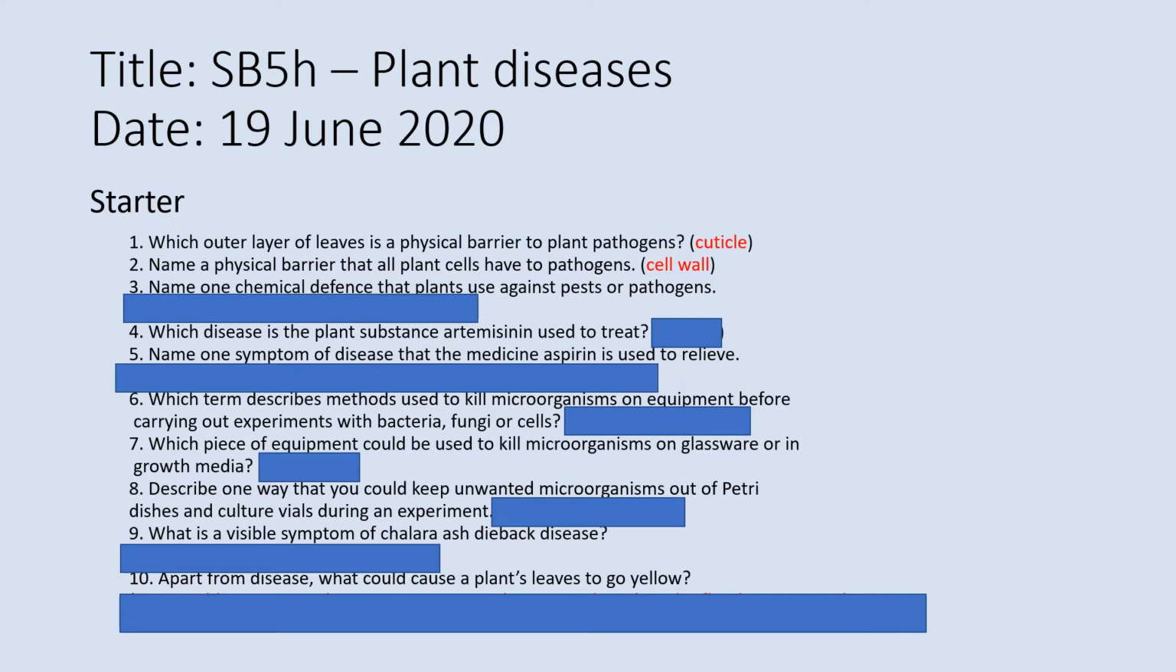Name one chemical defense that plants use against pests or pathogens. So anything like poisons, stings, repellents. You wouldn't be able to have the physical ones such as bark or thorns.